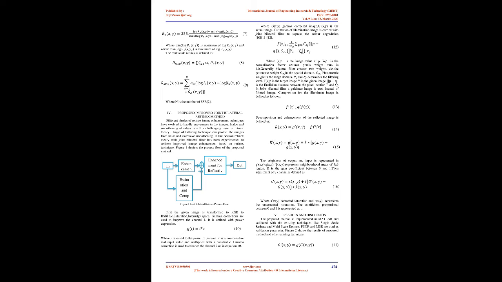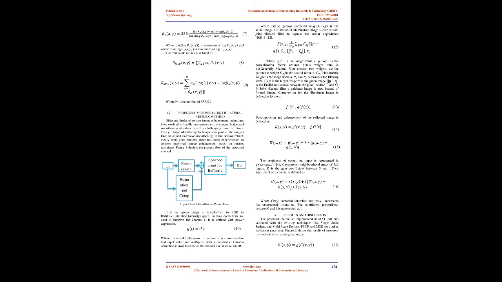First, the given image is transformed from RGB to HSI, hue, saturation, intensity, space. Gamma correction is used to improve the channel I. It is defined with a power expression, where I is raised to the power of gamma, X is a non-negative real input value multiplied with a constant C. Gamma correction is used to enhance the channel I as in equation 10, where G(x,y) is the gamma corrected image and G(x,y) is the actual image.